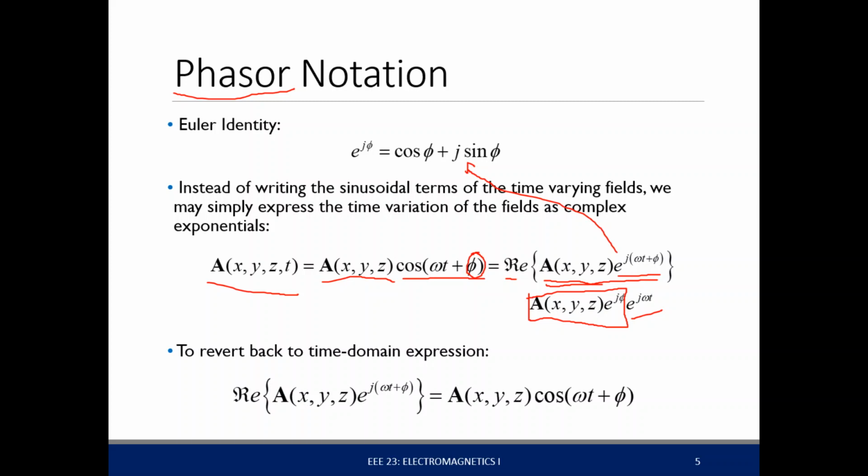So this complex amplitude right here is our phasor. We will look at our electric fields and magnetic fields as phasors. To revert them back to the real domain, or the time domain expression, just get the real part of this whole function right here, and you'll be reverted back.